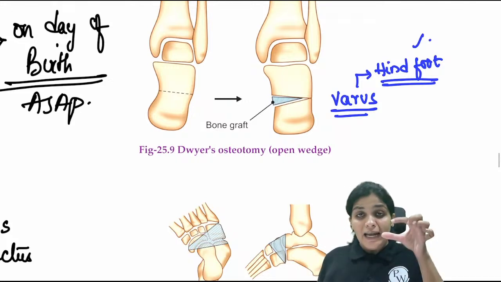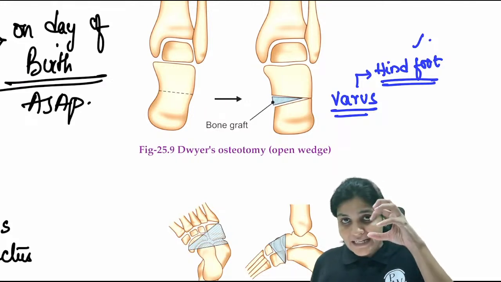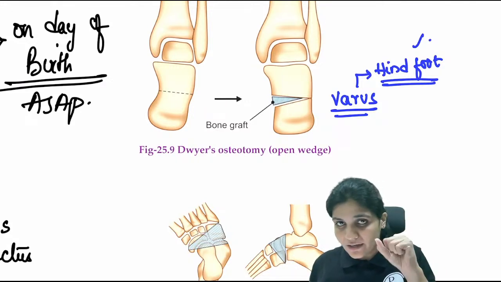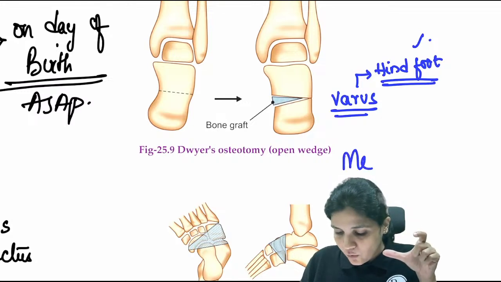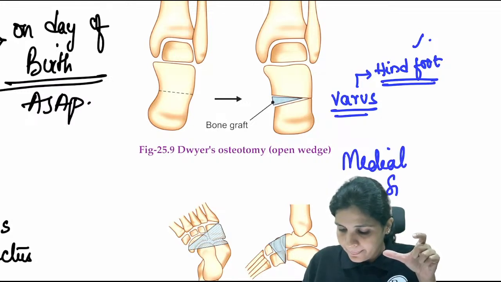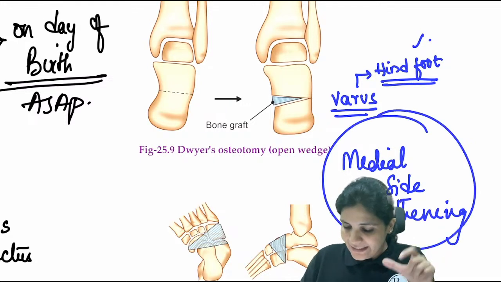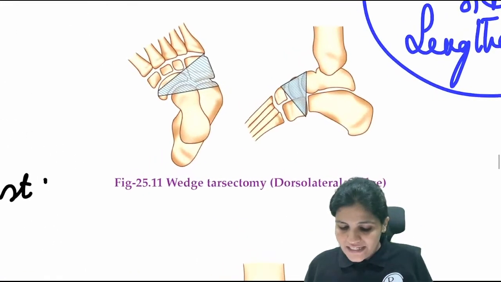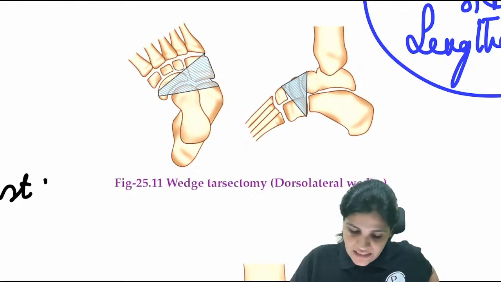You have to lengthen the medial side because the medial side has gone into contracting and shortened. So medial side is always lengthening. Medial side lengthening procedures. So again, how do you do medial side lengthening procedures? So again, you do wedge tarsectomy. See this wedge tarsectomy also.